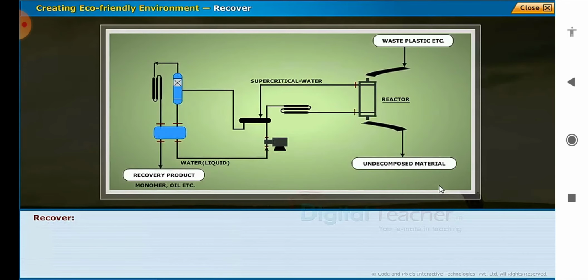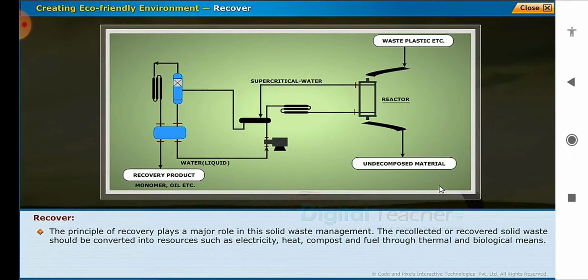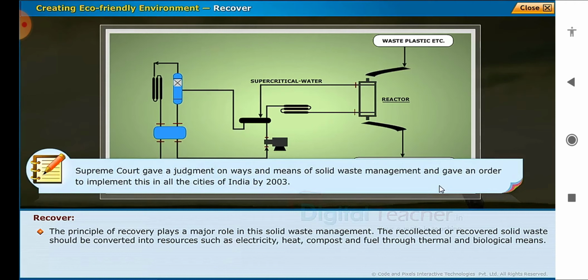Recover. The principle of recovery plays a major role in solid waste management. The recollected or recovered solid waste can be converted into resources such as electricity, heat, compost and fuel through thermal and biological means. Note: The Supreme Court gave a judgment on ways and means of solid waste management and gave an order to implement this in all the cities of India by 2003.